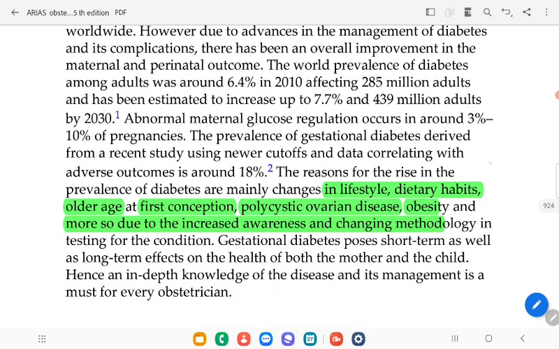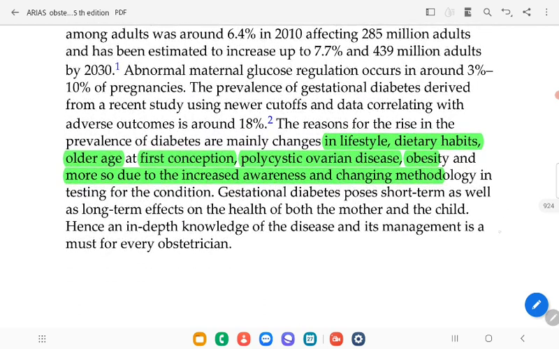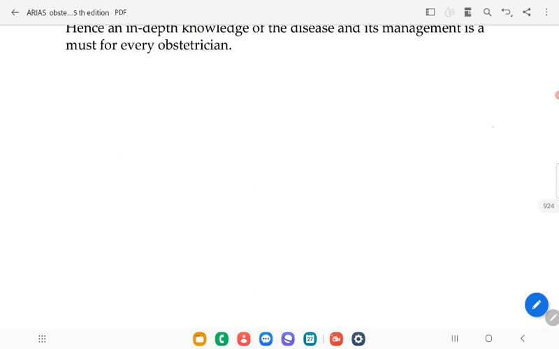Okay. The reasons for the rise in the prevalence of diabetes are mainly changes in lifestyle, dietary habits, older age at first conception, polycystic ovarian disease, and obesity, and more so due to increased awareness and changing methodology in the testing for the condition.